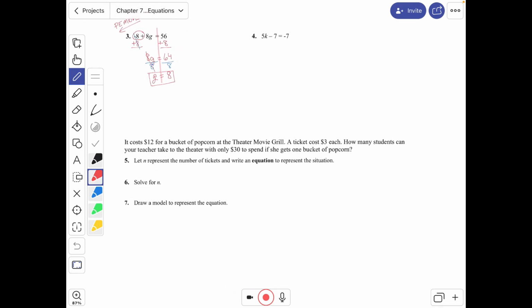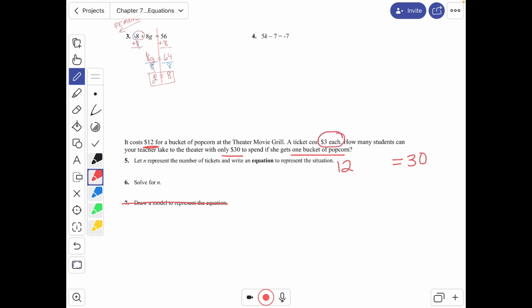You also have a word problem. It costs $12 for a bucket of popcorn at the Theater Movie Grill. A ticket costs $3 each. How many students can your teacher take to the theater with only $30 to spend if she gets one bucket of popcorn? So she can only spend $30. That means it has to equal $30. It also says she's getting one bucket of popcorn, which is $12.